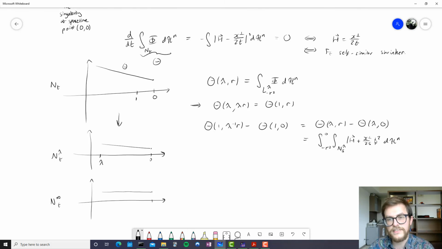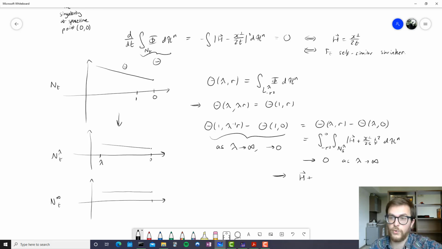But now, as long as this theta is continuous, then as lambda tends to infinity, this tends to 0, and so therefore this quantity tends to 0 as lambda tends to infinity. This implies that as long as we have a smooth convergence, so all of these quantities are converging nicely, we must have that the mean curvature plus x perp over 2s is equal to 0 for the limiting type 1 blow-up.